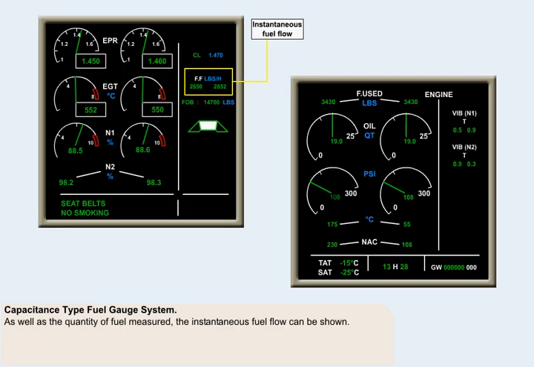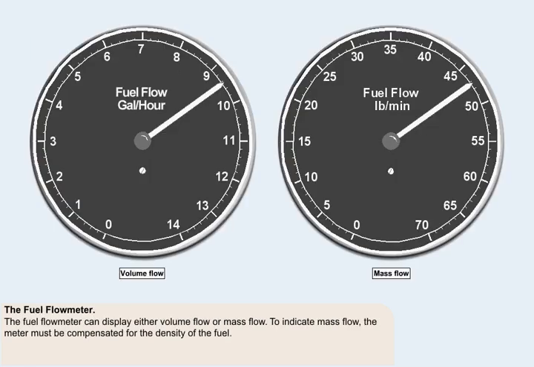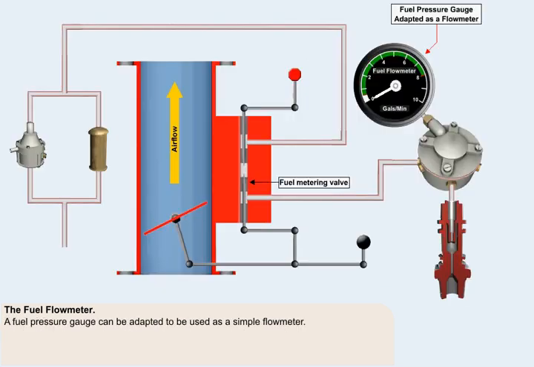As well as the quantity of fuel measured, the instantaneous fuel flow can be shown. To obtain the indication of total fuel used, the instantaneous fuel flow must be integrated. The fuel flow meter can display either volume flow or mass flow. To indicate mass flow, the meter must be compensated for the density of the fuel. A fuel pressure gauge can be adapted to be used as a simple flow meter. This system is used on many light piston engine injection systems.